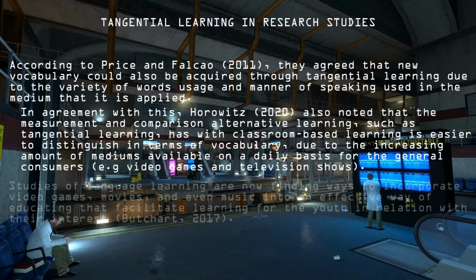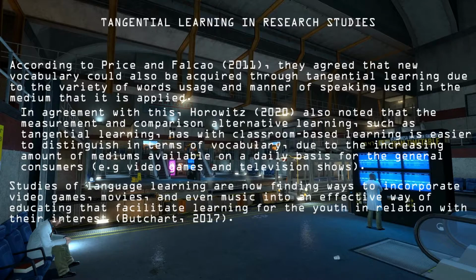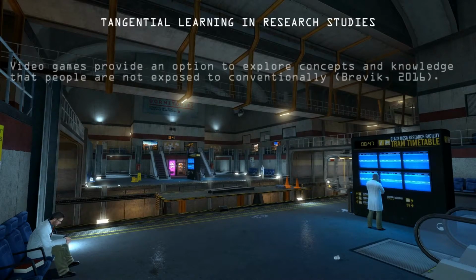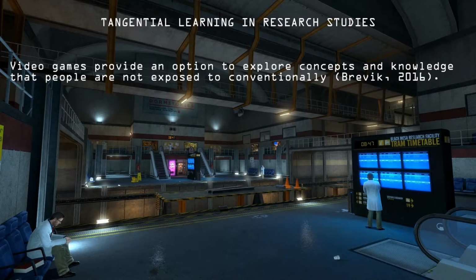Studies of language learning are now finding ways to incorporate video games, movies, and even music into an effective way of educating that facilitates learning for the youth in relation to their interests. Butcher 2017. Video games provide an option to explore concepts and knowledge that people are not exposed to conventionally.